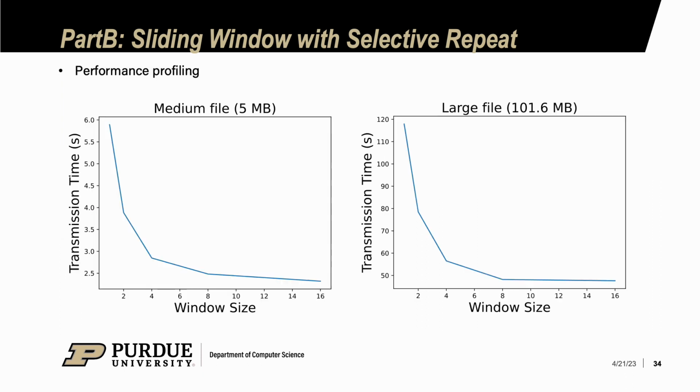We present our performance profiling results in two figures, which were obtained under a hybrid unreliable transmission condition. The x-axis denotes the window size, and the y-axis represents the total transmission time. The left figure is for a medium file, while the right figure is for a large video file. As the window size increases, we observe a significant decrease in transmission time, especially for small window sizes. However, as the window size continues to increase, the transmission time gradually converges, as shown in the figures.